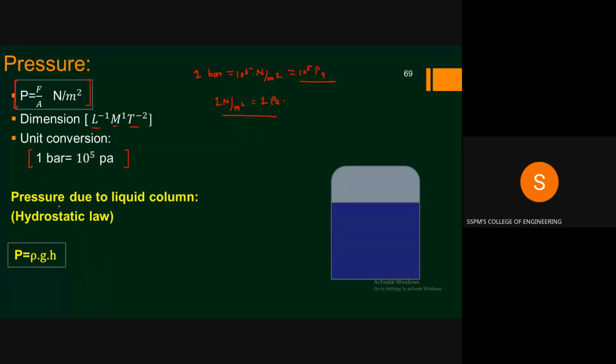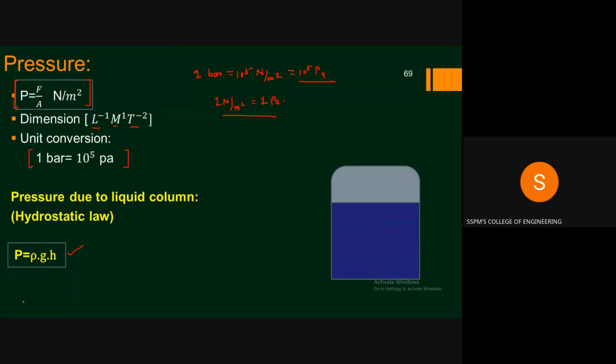Now if the fluid is at rest, we can determine the pressure exerted by that fluid at any point. So basically the pressure in the static fluid depends on its density, then the height of the liquid above that point, and the acceleration due to gravity.